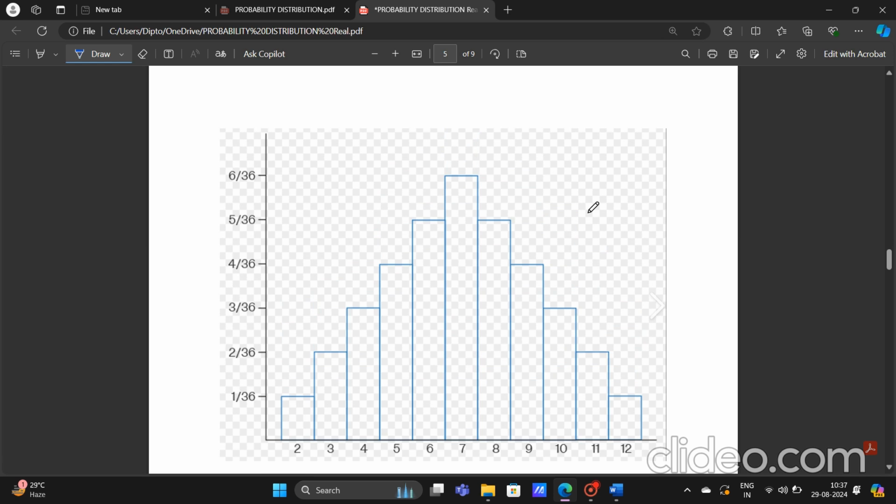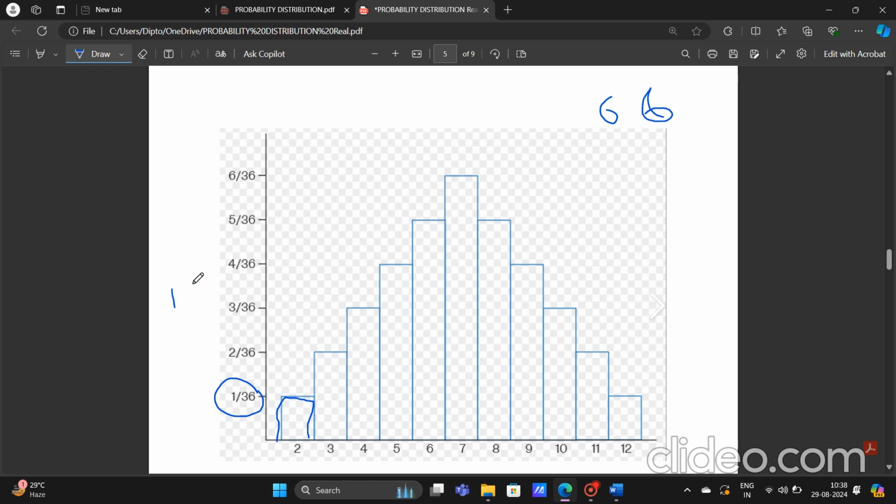Similarly, what is the probability of getting 12? That is also 1 by 36, because only in one case, where both dice are showing 6, do we get 12. So that will also be 1 by 36. What is the probability of getting 3? That is only possible when the first die is showing 1 and the second die is showing 2, or the first die is showing 2 and the second die is showing 1. So the probability will be 2 by 36, because the favorable outcomes are 2 and the total outcomes are 36.